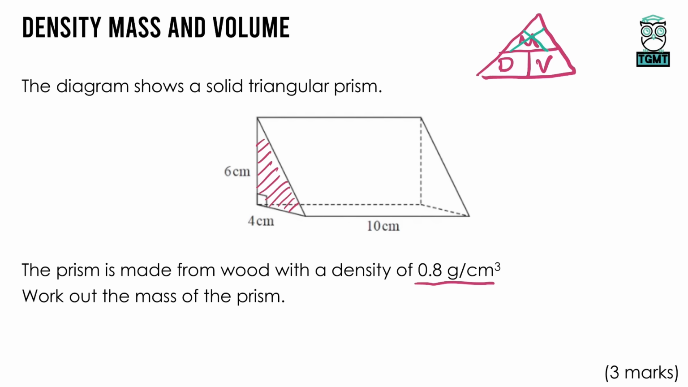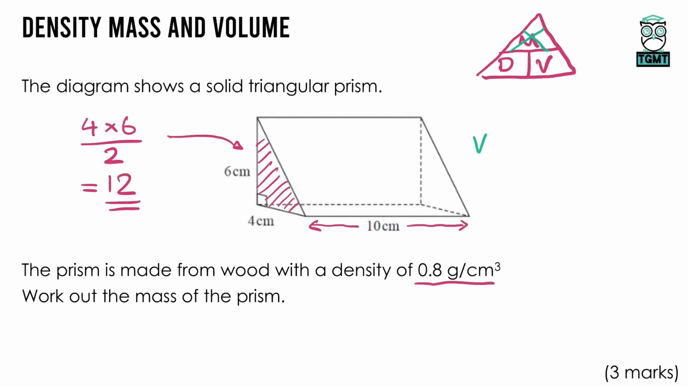And then we're going to times it by the length. And in this case the length is 10. So we need to know how to work out the area of a triangle, which is base times height divided by 2. So here the base is 4, the height is 6, and we're going to divide that by 2. That is equal to 12. So the area of the cross-section is 12.